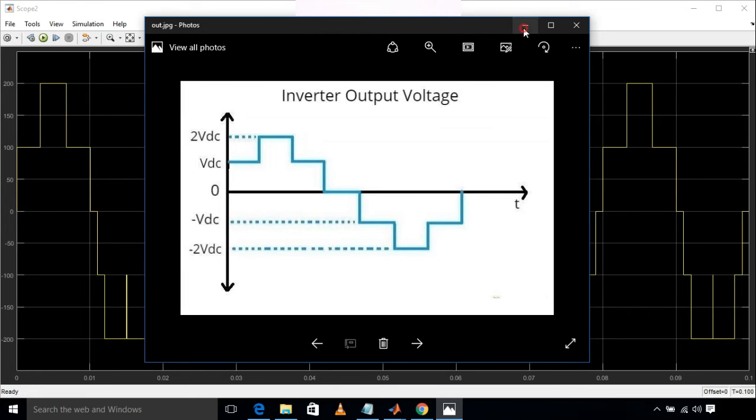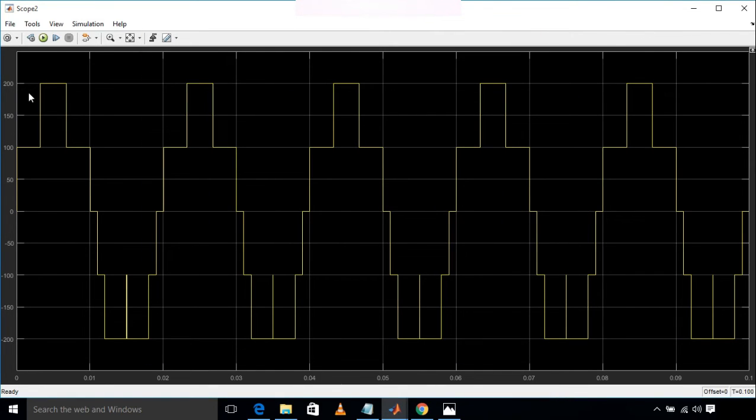So here you can see our positive 2 VDC voltage is 200 volt, and after that positive VDC voltage means 100 volt, and then 0 volt, and then minus 100 volt and minus 200 volt.